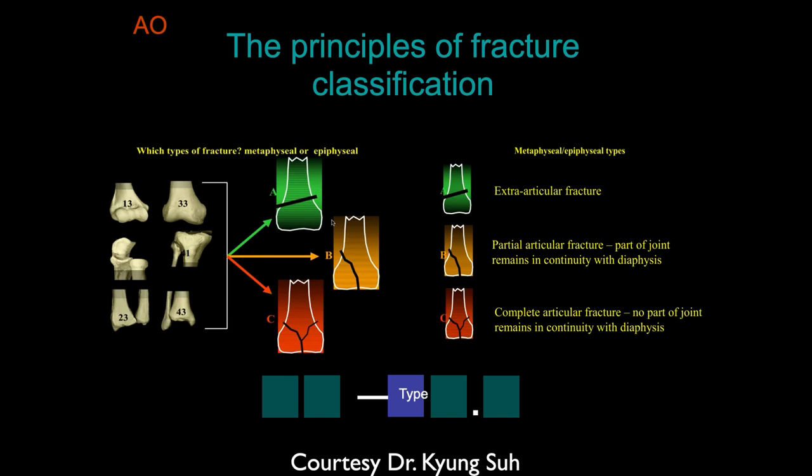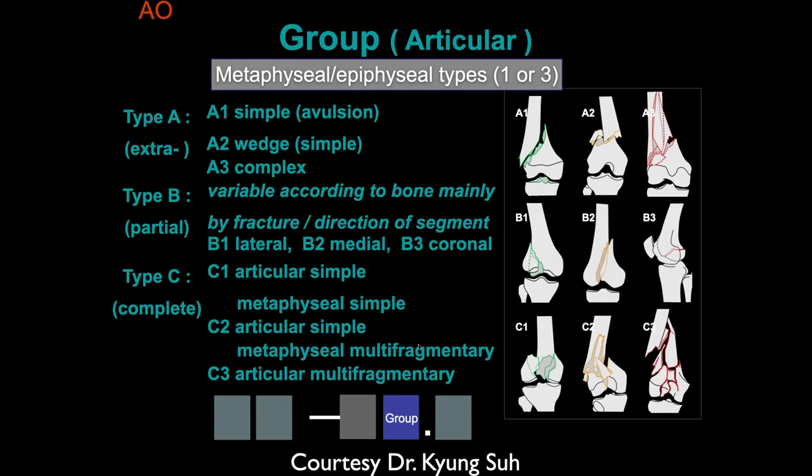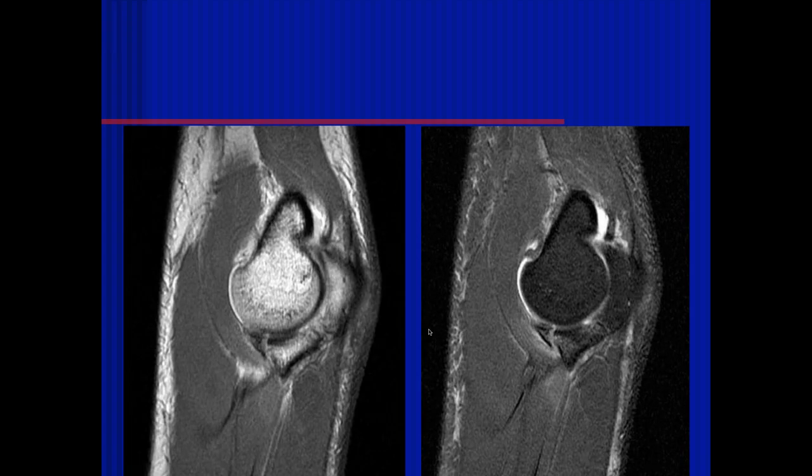Again, the important things are where it's located. Does it involve the articular surface? That's important. And how comminuted it is. And that's standard in all of these fractures. And another classification system. And there's so many different varieties of fractures that trying to classify these is kind of, I don't know, it never made any sense to me. Okay. Even when I was growing up.